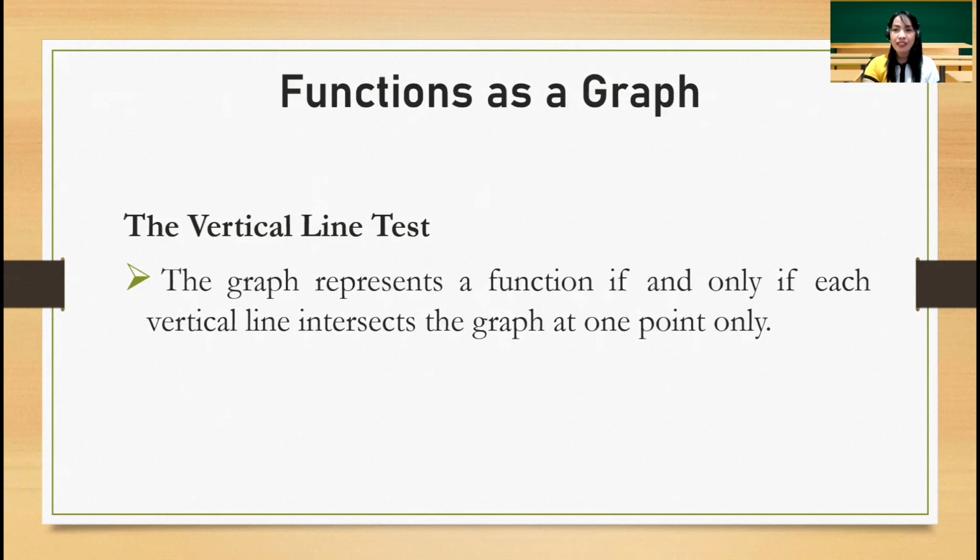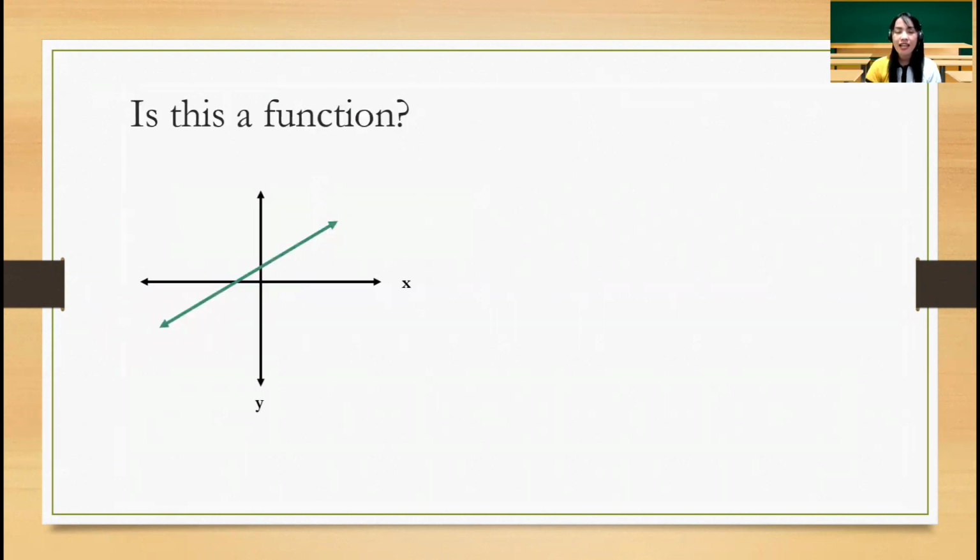Ibig sabihin, kapag yung graph, nag-drawing ka ng patayong line kahit saang part niya, dapat yung intersection point ng vertical line dun sa graph dapat isa lang. Let's have this example. If you draw a vertical line on this part of the graph, you can have one intersection point only. What about on this part? Again, 1 point. This part, 1 point. And on that part, we have only 1 point.